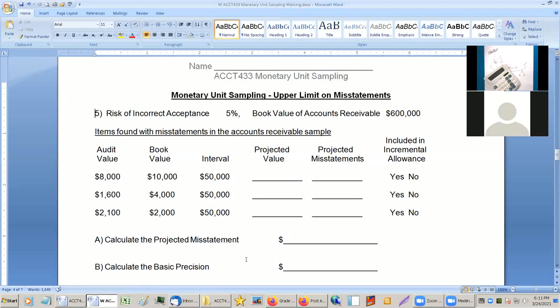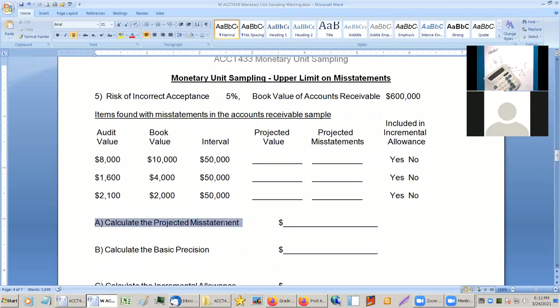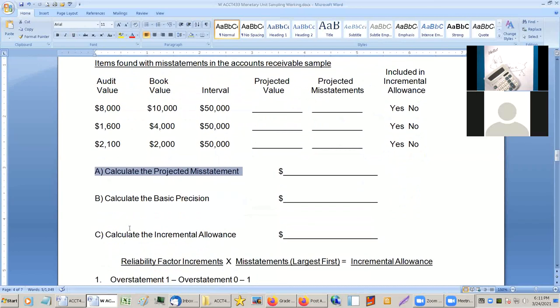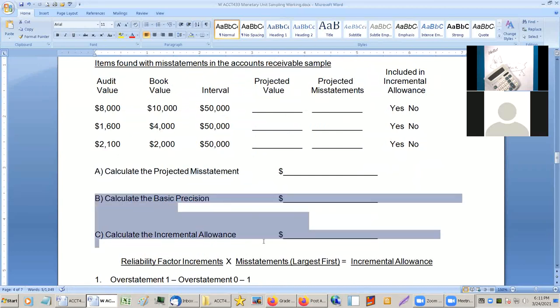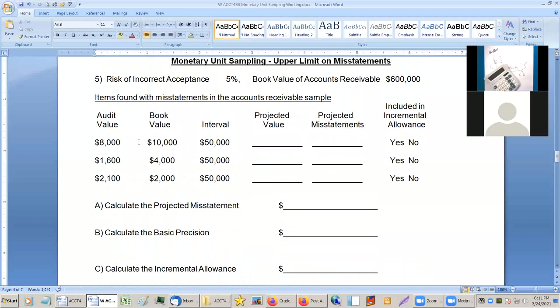All right, so this one, I'm not trying to use sampling upper limit. So this one is going to be all of them together. And we're going to calculate the projected misstatement, which is the one we normally do, and then we have two more additional ones. So we're going to go through here and we'll do the projected value and, more importantly, the projected misstatement and see if it's going to be in there or not. Okay, so let's do the projected value.